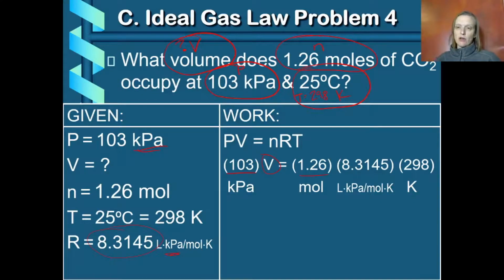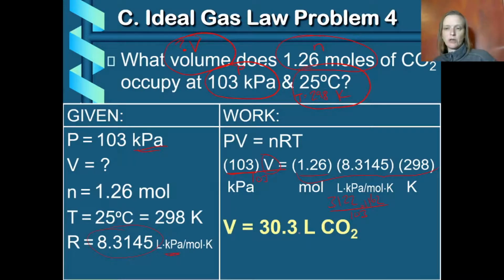Doing the math here, you get a value of 3,122.1162, something like that. You divide away the 103 from both sides of the equation, and you're left with a value of V equals 30.3 liters when you go to 3 significant figures.